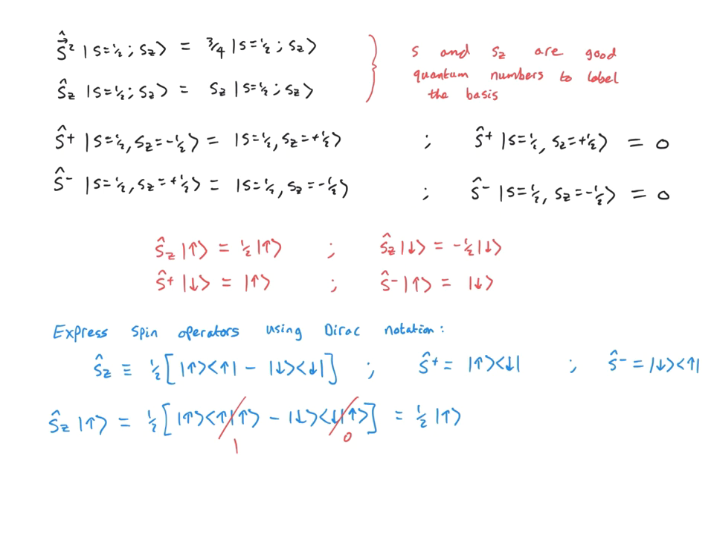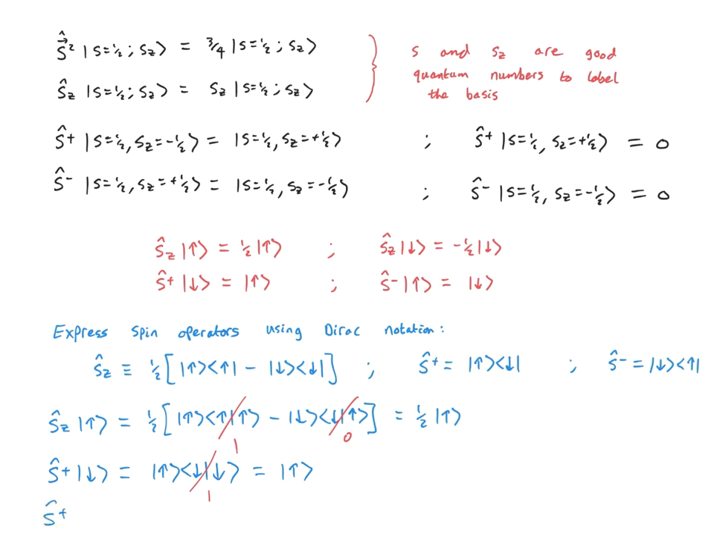Let's check out the action of the raising and lowering operators. Imagine that I applied S plus to the downspin. According to the definition, that would be this object. Again, because of the orthonormality condition, this is equal to 1, and so the whole thing is just equal to the upspin, which indeed is the desired operation for acting upon our downspin with our S+.